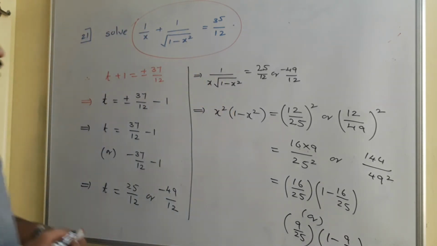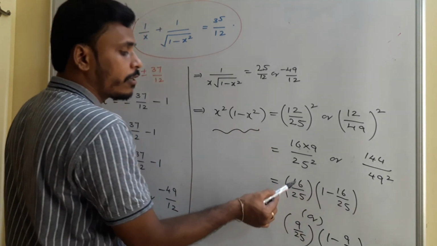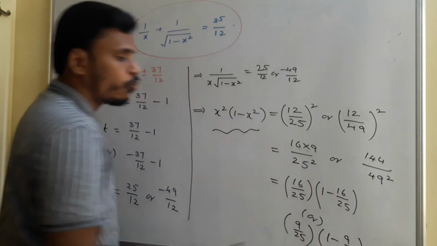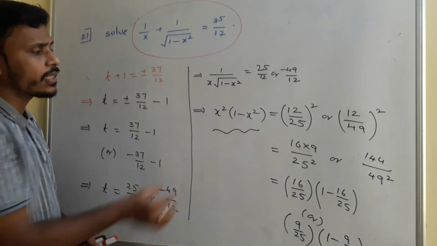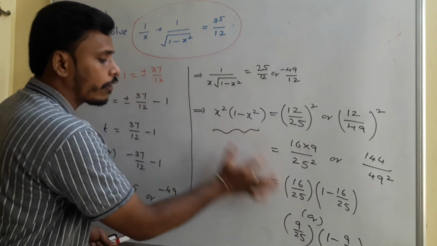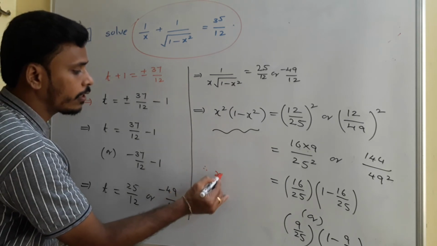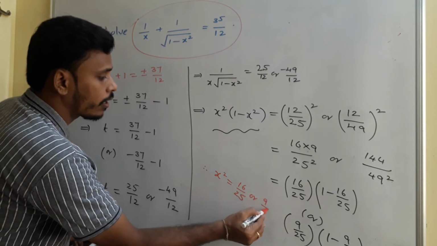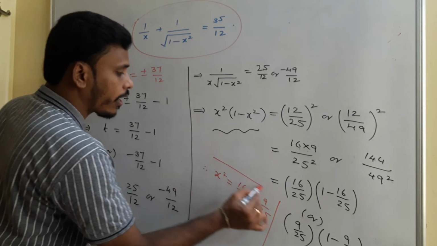Okay, so this is x square into 1 minus x square, and its result is either 16 by 25 into 1 minus 16 by 25 or 9 by 25 into 1 minus 9 by 25. When you compare both sides, it is very clear that x square is either 16 by 25 or 9 by 25 from this part. Therefore from here x square is equal to 16 by 25 or 9 by 25.